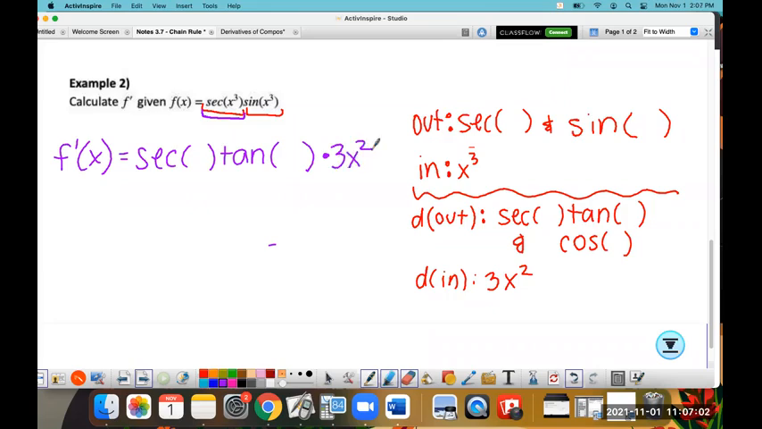So we have the derivative of it first, then what? Would be secant x cubed. So we have the derivative of secant x cubed, then what do I do? Times sine x cubed. Yep, times that second factor.